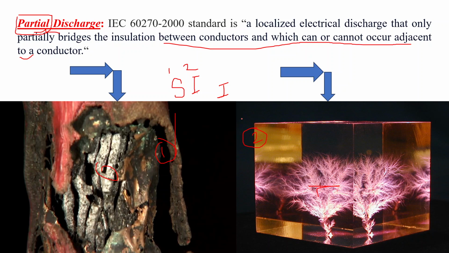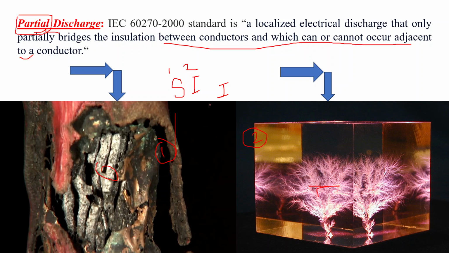To detect and monitor partial discharge, specialized diagnostic techniques and equipment are used. These techniques include the measurement of electrical signals such as current and voltage waveforms, as well as the analysis of ultrasonic acoustic and RF emissions, that is radio frequency emissions. By monitoring and analyzing these signals, engineers can assess the condition of the insulation and take appropriate maintenance or repair actions to prevent catastrophic failures.